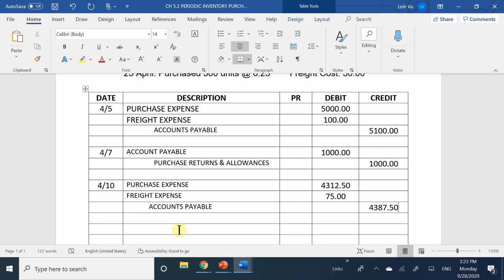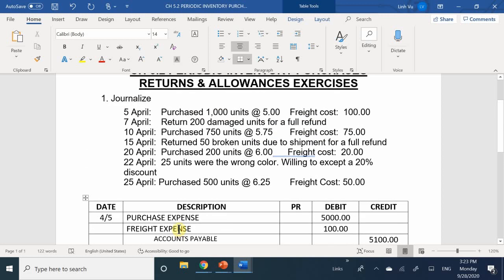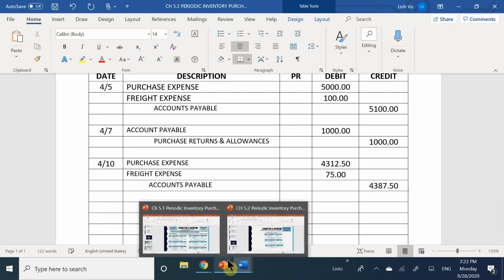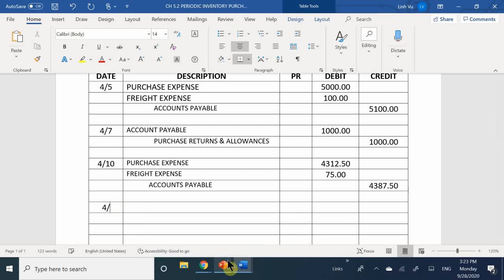Okay, good. What happened on April 15? We returned 50 broken units due to the shipment for a full refund. Okay, so we're going to put the date, yep, and then it's going to be accounts payable. Good.